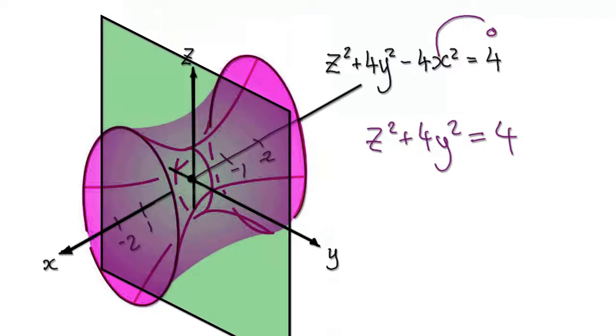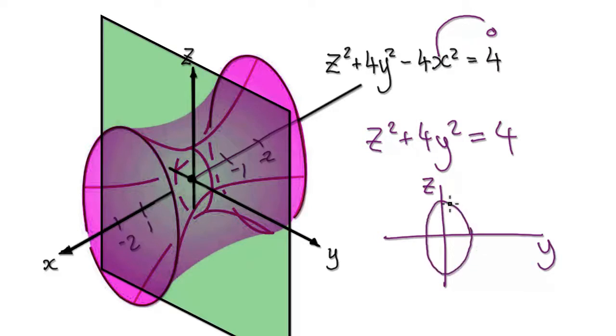So the minute you see this, you should automatically know that this is going to give us an ellipse or a circle. So in your mind, picture this z-axis, y-axis, and then because of this 4, it's going to give us an ellipse. So it's higher up here than it is across here. So when x equals 0, you're going to get an ellipse on this plane. So that's why you've got this ellipse here.